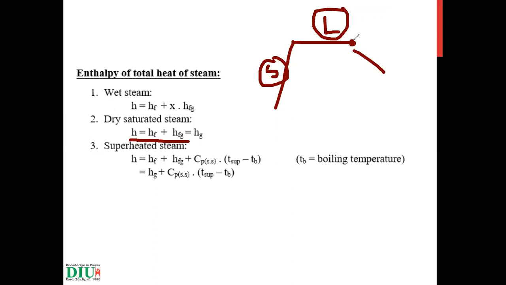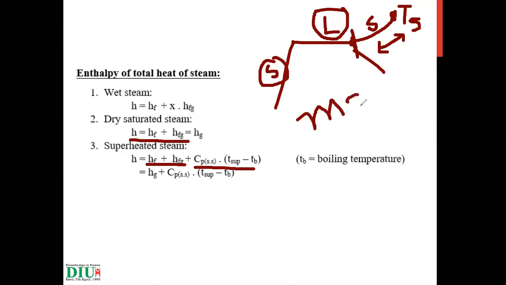For superheated steam, suppose this is the superheated temperature Ts. For superheated steam, you have to come till this point here, also this part. So in total there are 3 parts. The first 2 parts will be the same, and the third part will be Ms del T, sensible heat. This is sensible heat, not latent heat. So this is Ms del T.